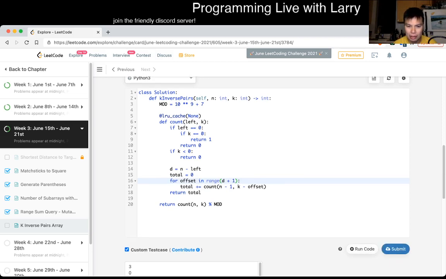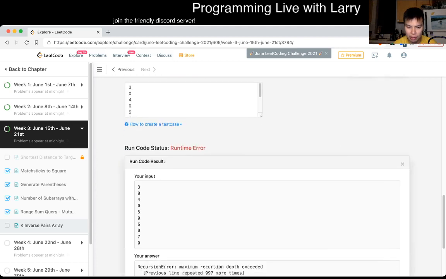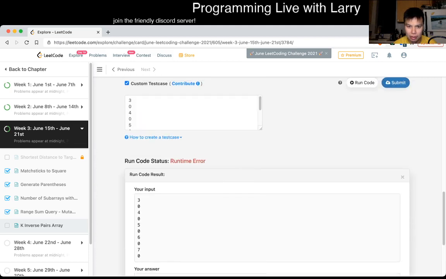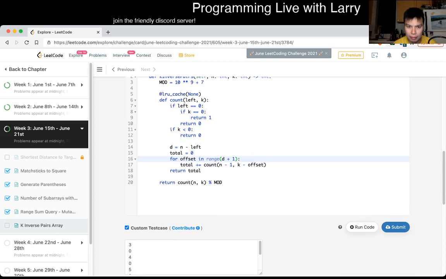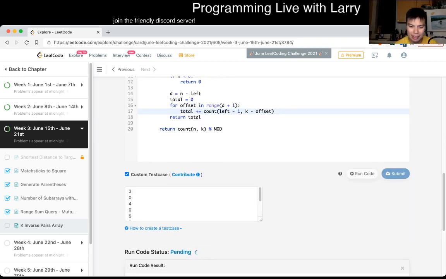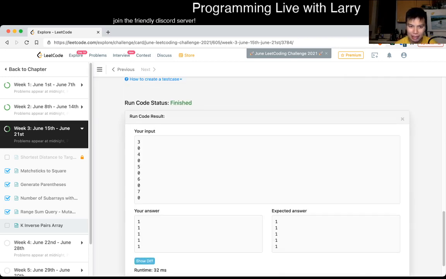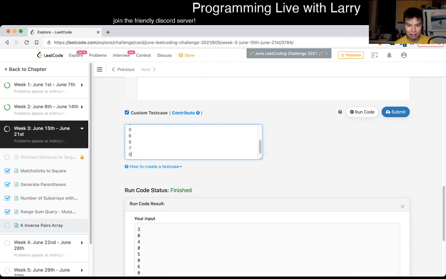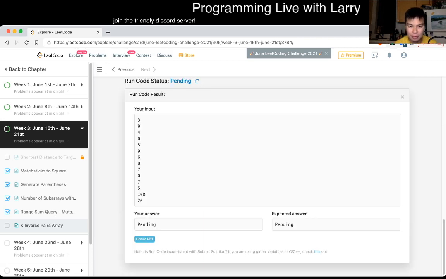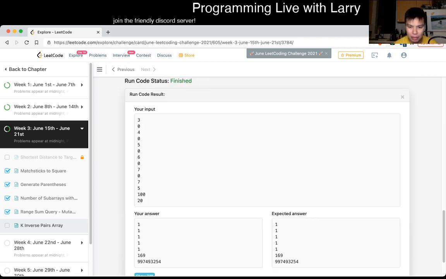For k equal to 0, I expect at least 1 as the answer. Maybe not that sloppy, just a little sloppy. Okay, so at least we get that right. Let's just do some. Okay, so this is the right formula, as you can see.